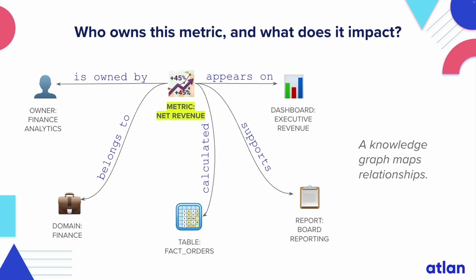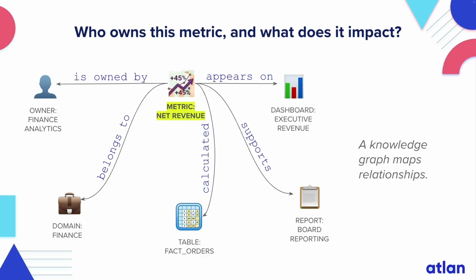This is also why knowledge graphs show up in every modern AI for data conversation. If you want conversational search, AI-powered recommendations, or automated workflows to work reliably, the system needs a map of what things are and how they relate. A knowledge graph is that map. It's how you get from, we have a lot of stuff, to, we can actually find, explain, and trust the right stuff.